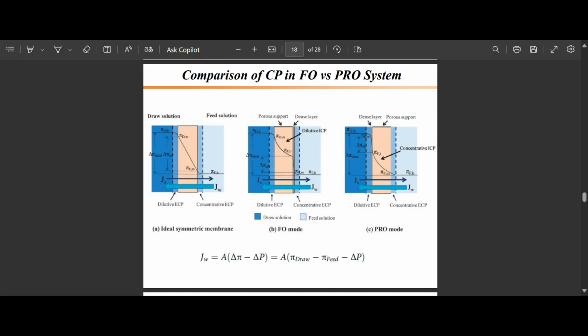To generate urine? No, FO. Forward osmosis. There is a methodology, but the final goal of operating the FO process is water production. Water production.